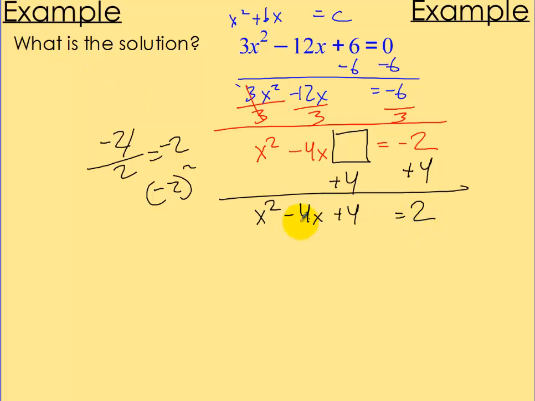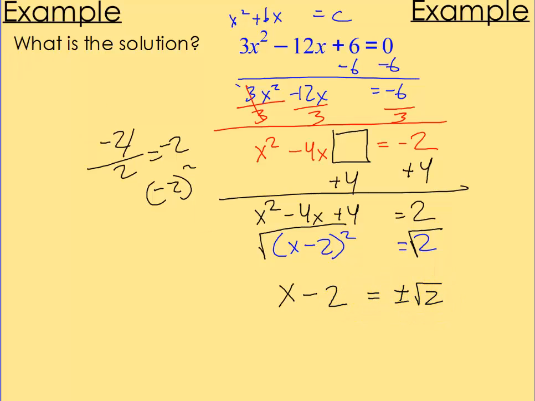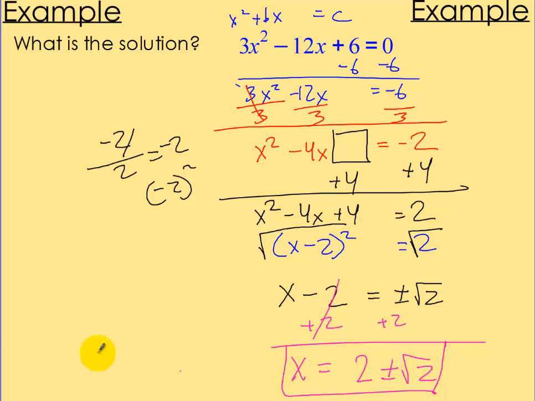Next step is I want to factor. So factoring the left, it's a perfect square trinomial. That becomes x minus 2 squared equals 2. And the next step is I want to get rid of the square. So I'm going to square root both sides. I'm left with x minus 2 equals plus or minus the square root of 2. And the very last step, I want to add 2 to both sides. So then I get x equals 2 plus or minus the square root of 2. And that's your final answer.